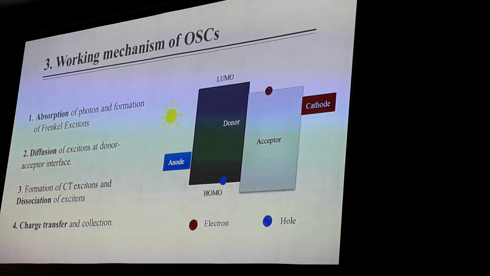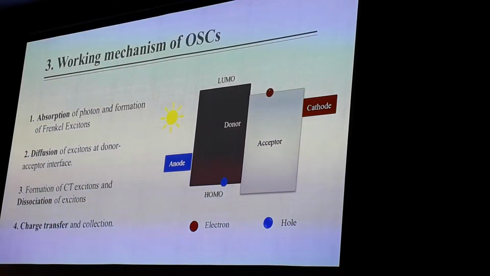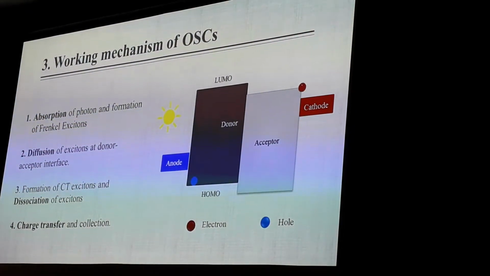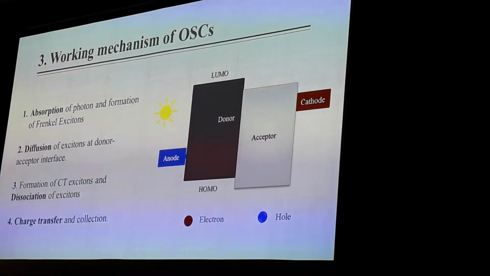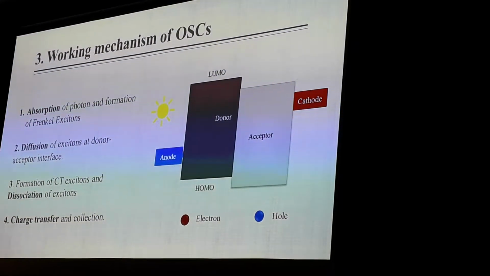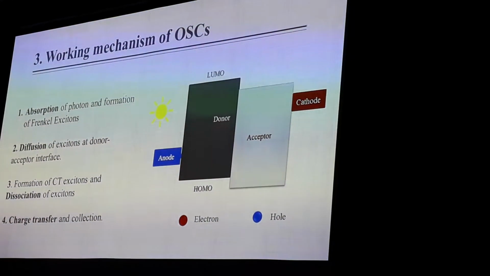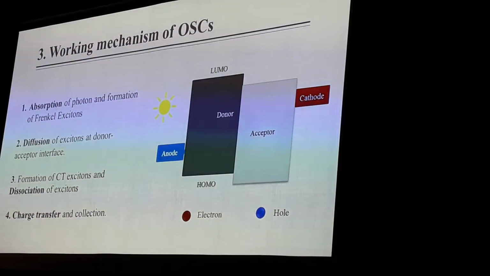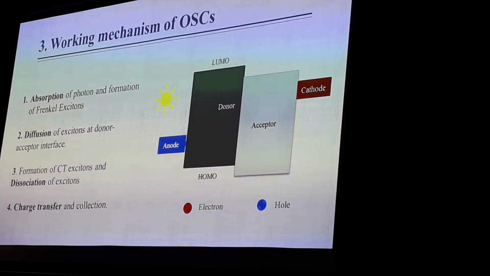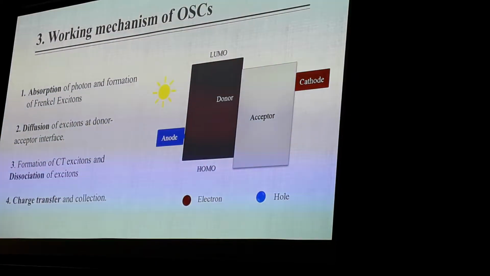And the last process is charge transfer and collection. In this, free charge carriers transfer and are collected by anode and cathode. In this way, organic solar cell generates electricity from sunlight. If we enhance the efficiency of any of these processes, then overall performance of organic solar cell can be enhanced. In this project, I concentrated on enhancement of absorption.